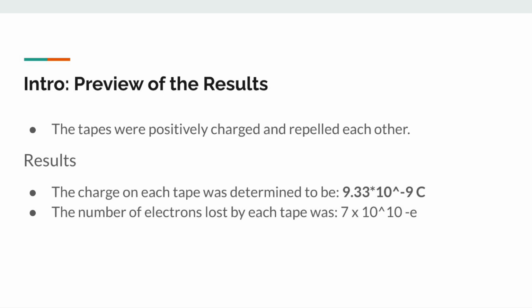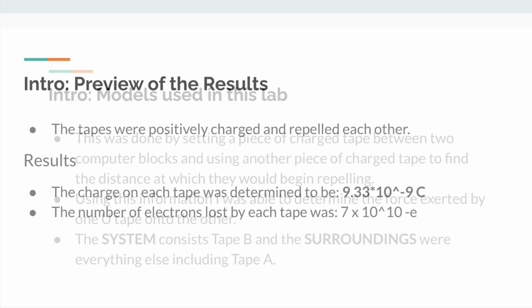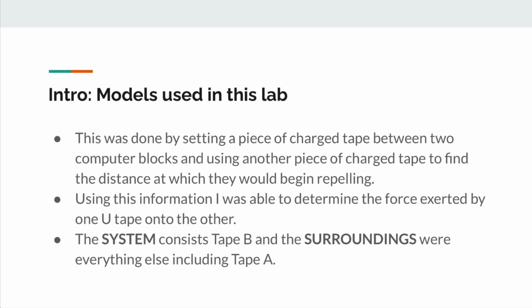The number of electrons lost by each tape was 7 times 10 to the 10th electrons. This was done by using two charged pieces of tape, one laid on top of two computer blocks so it had elevation, and then bringing the other piece of tape up underneath it and measuring the distance at which they started to repel each other. From here, we were able to find the force exerted onto one tape by the other. The system is tape B, and the surroundings are everything else, including tape A.